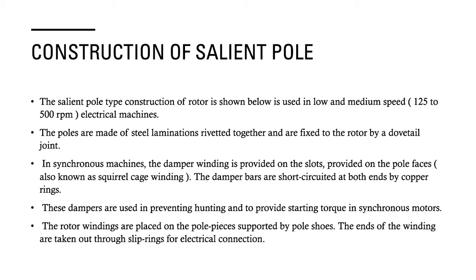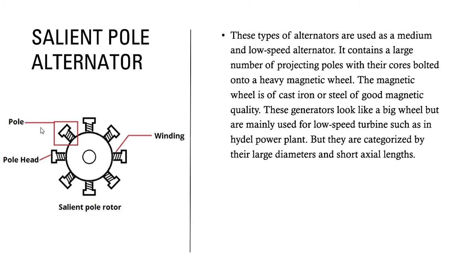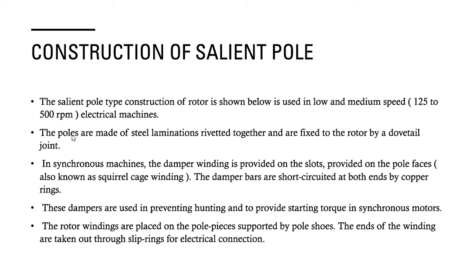The poles are made up of laminated steel, riveted together and fixed to the rotor by a dovetail joint. See, look at these poles. They are connected in a dovetail joint position, and the field winding is here, and it is connected towards the yoke. This setup is mainly used in synchronous machines.